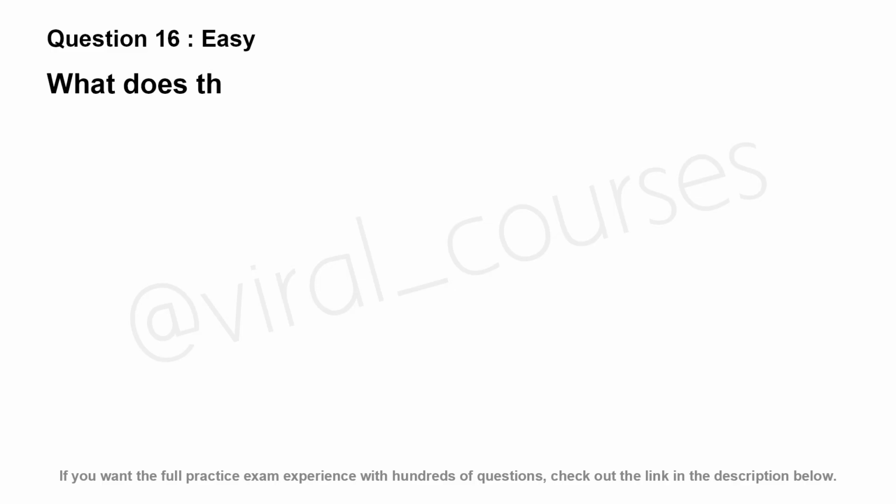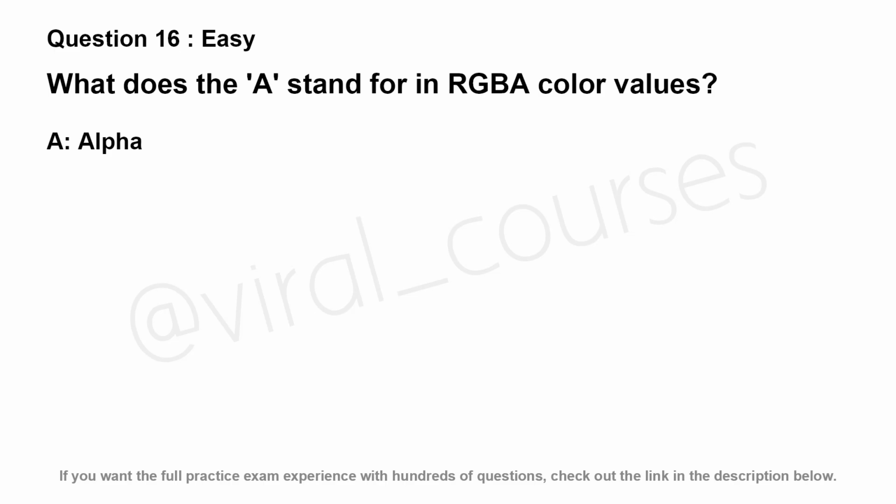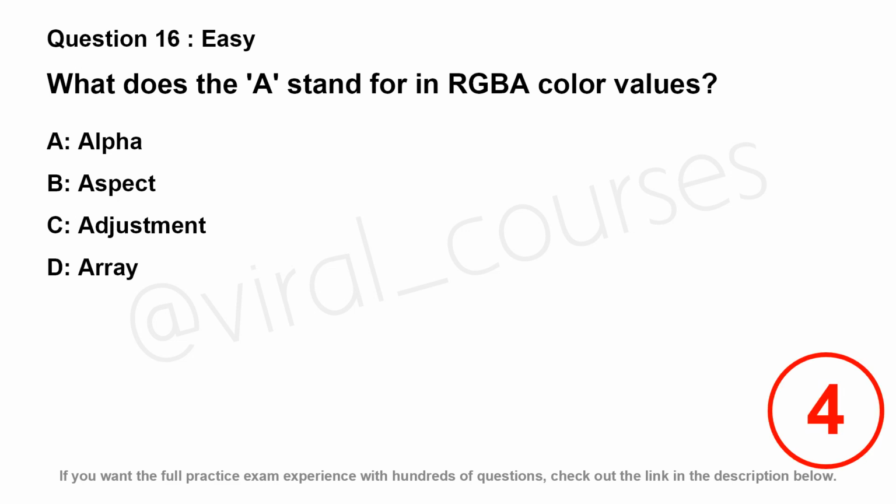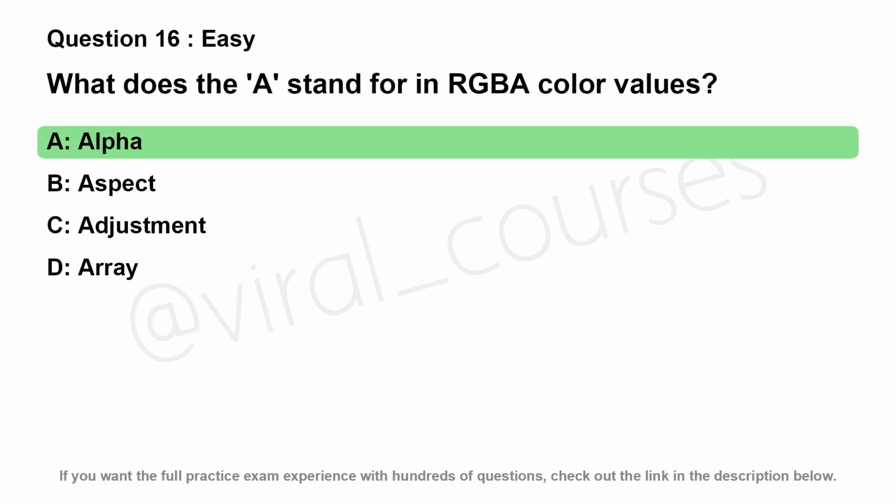What does the A stand for in RGBA color values? Option A, alpha. Option B, aspect. Option C, adjustment. Option D, array. The correct answer is A.